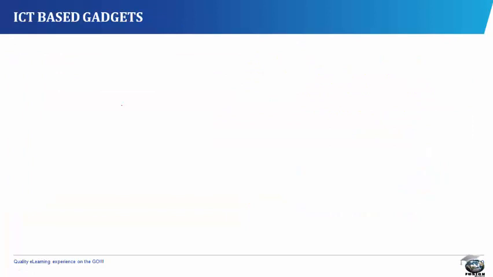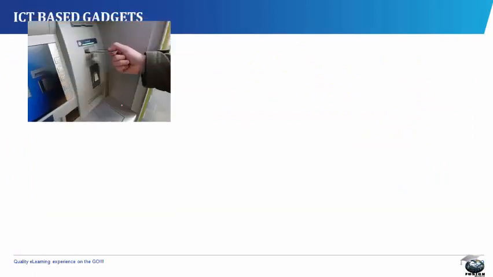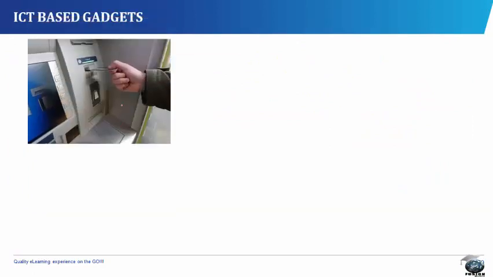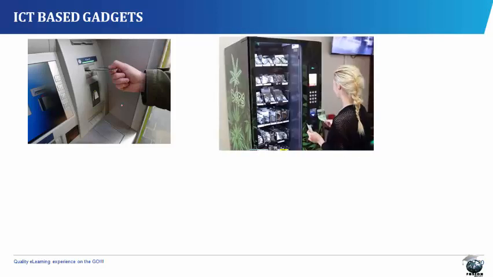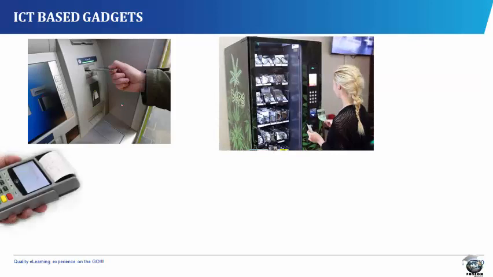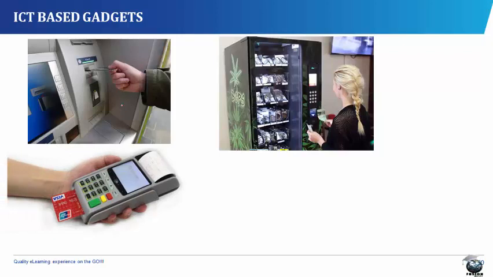Let us now look at some ICT-based gadgets. For example, our ATM machines. That is an ICT-based gadget. We plug in our cards, it reads it, deducts money from our account, and it pays us money. We also have our point-of-sale systems, where we can use our machines or money to pay and buy products. We also have our handheld point-of-sale systems, whereby someone plugs in his debit or credit card and he can use it to pay and receive money from any account.